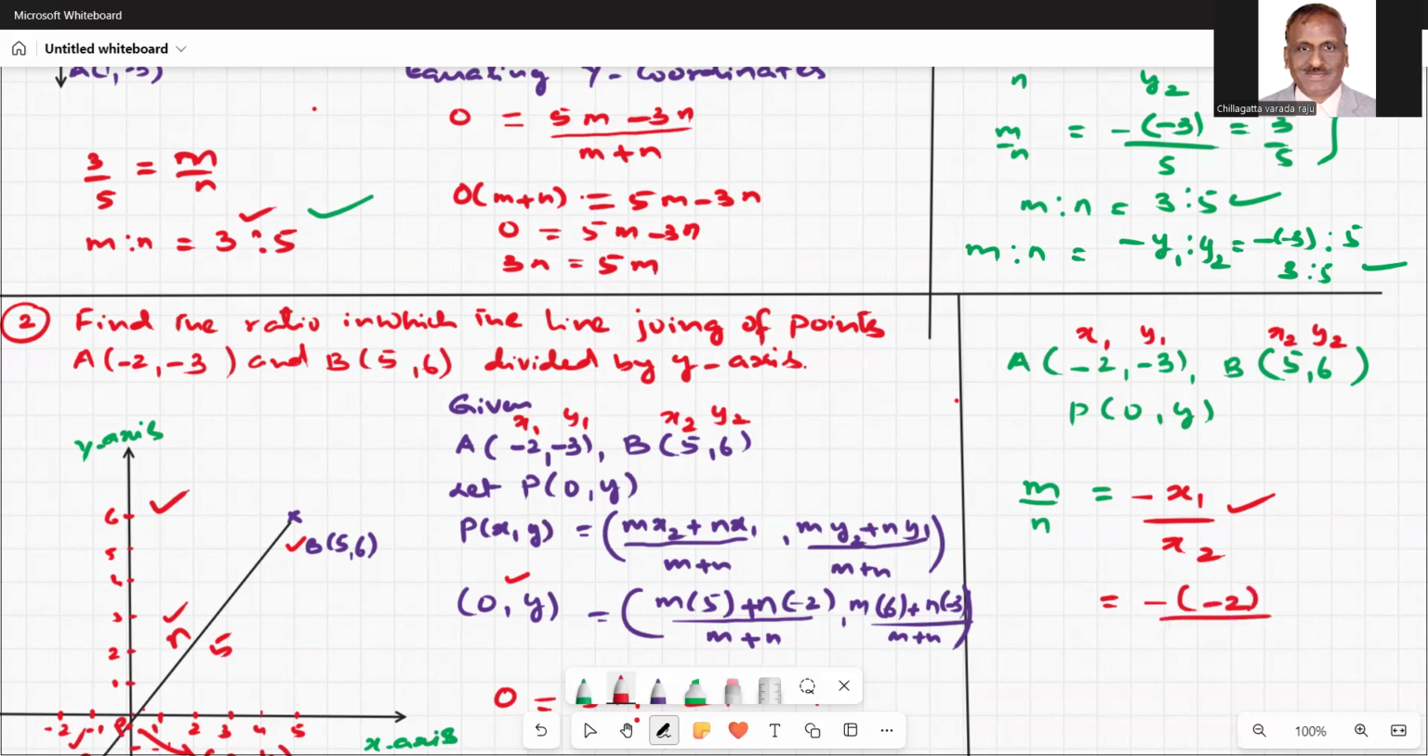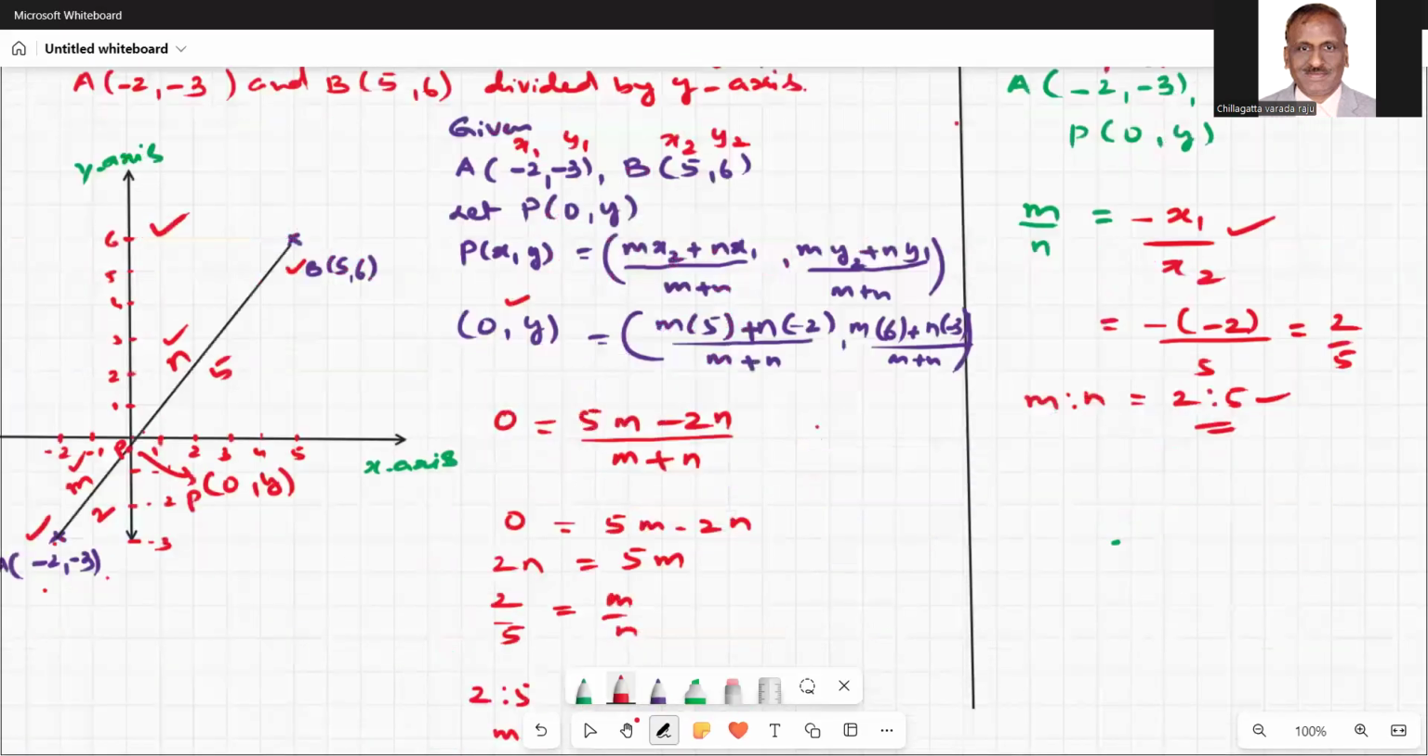Minus of minus 2 divided by x2 is equal to what? 5. Minus of minus 2 means 2. So 2 by 5. m by n equals 2 by 5 means what? m is to n is equal to 2 is to 5. Did we not get the same answer that we got with the half-page calculations?